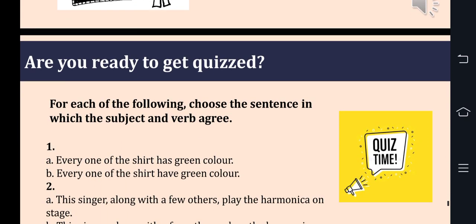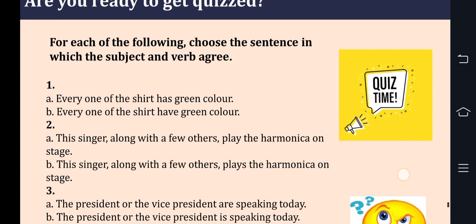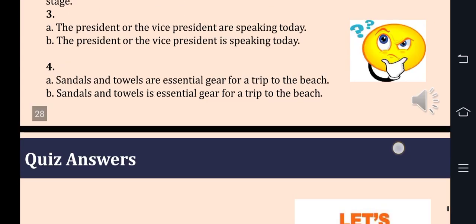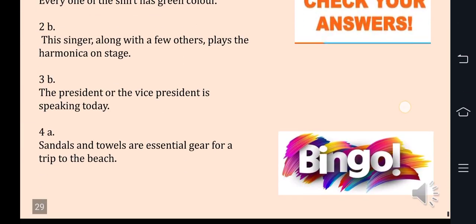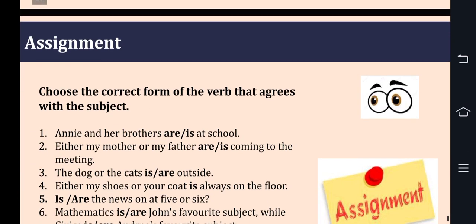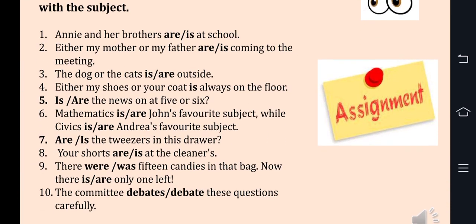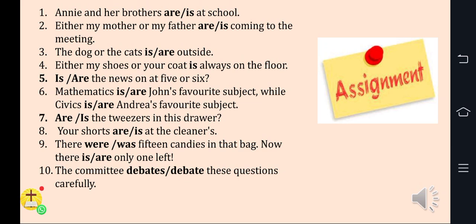Are you ready to get quizzed? Just go through all these things. Here are the answers for the quiz. I've also given an assignment here. Go through this and find out the correct answer. Thank you for your patient listening. Thank you very much.